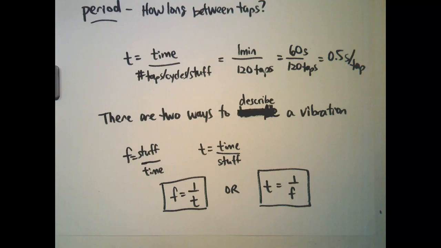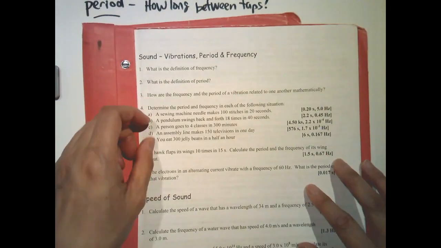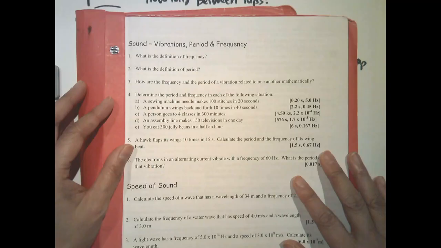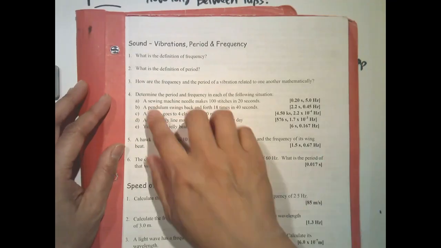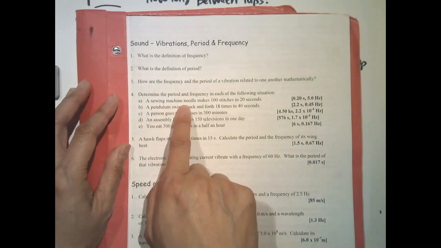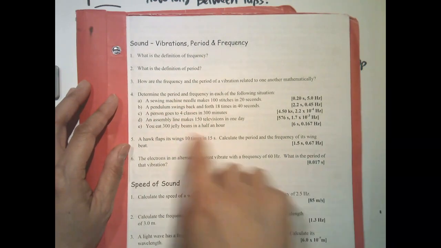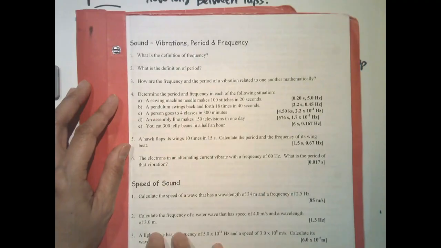All right, so you probably need a little practice going back and forth. So our next sheet here is sounds, vibrations, period, and frequency. And so here are some different things that you can practice, like a sewing machine needle that goes up and down, or a pendulum swinging, or let's say you eat a bunch of jelly beans.